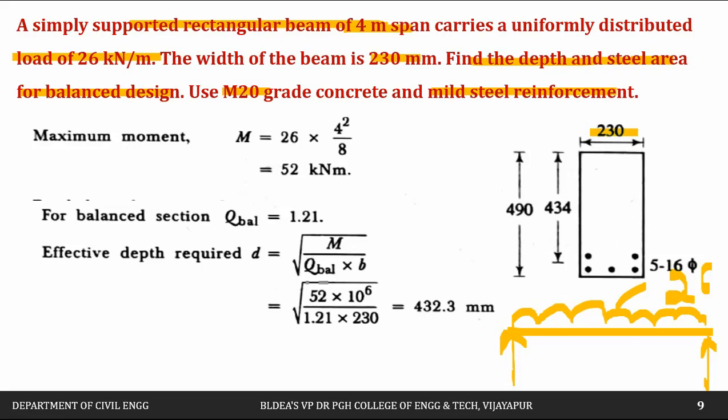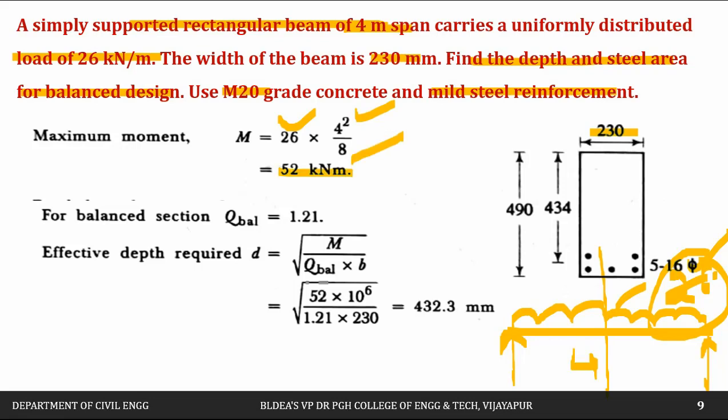What is the maximum moment? Moment will be maximum at the center. So how to calculate the moment when it is provided with UDL? WL square by 8. W is how much? 26. So 26 into the span, which is 4 meters, WL square by 8. So you will get the answer as 52 kilonewton meter.